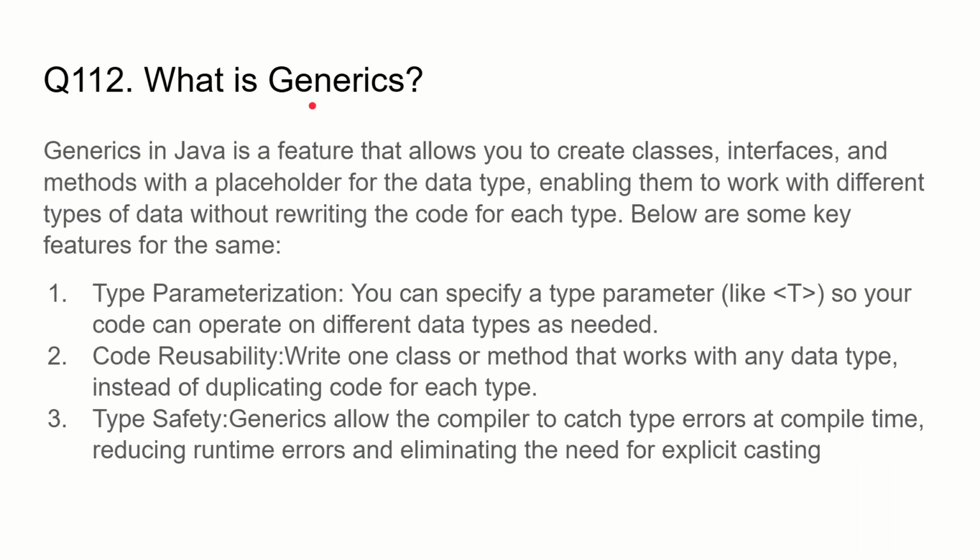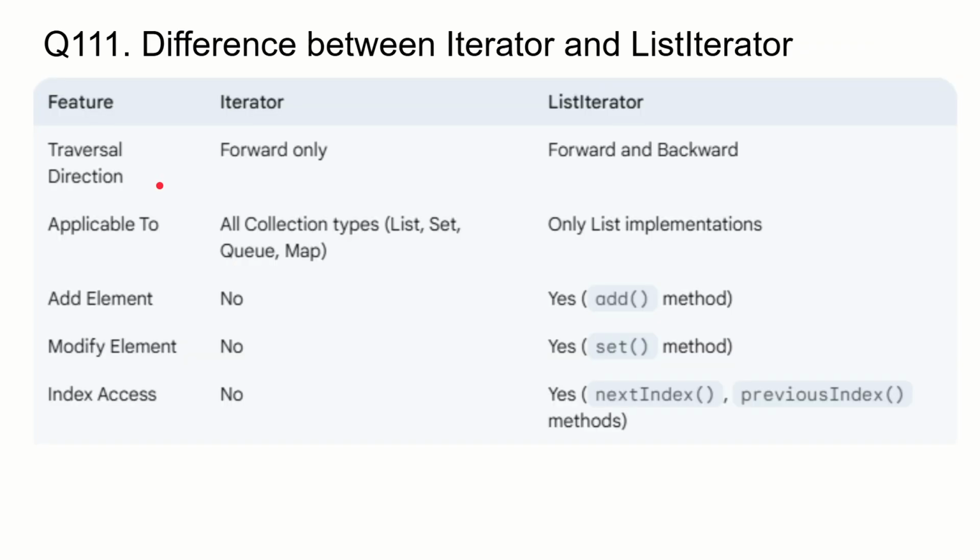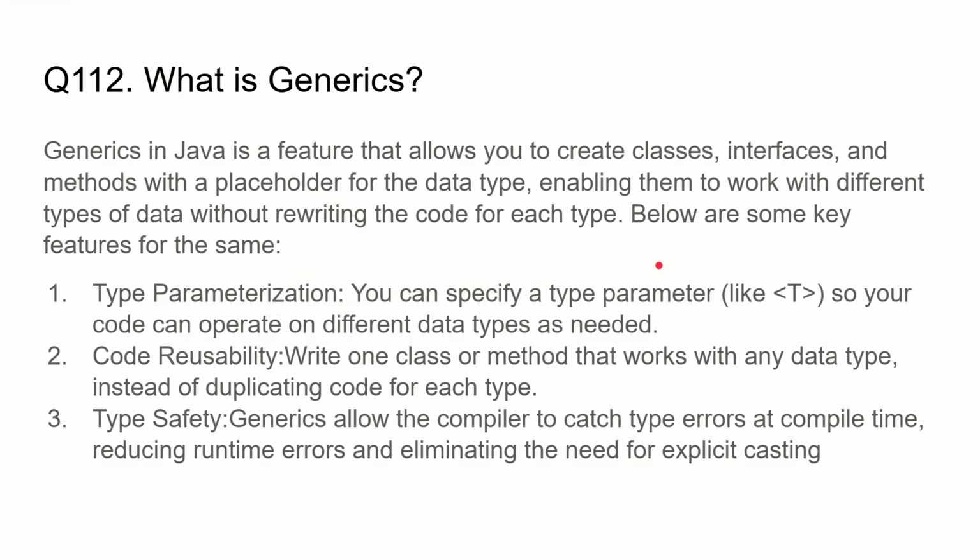This is an important concept in Java. What are generics? Generics in Java is a feature that allows you to create classes, interfaces, and methods with a placeholder for the data type. We have seen here Iterator of String. Here String is a generic type, because we are passing the data type here. And below are some of the key features of the same.